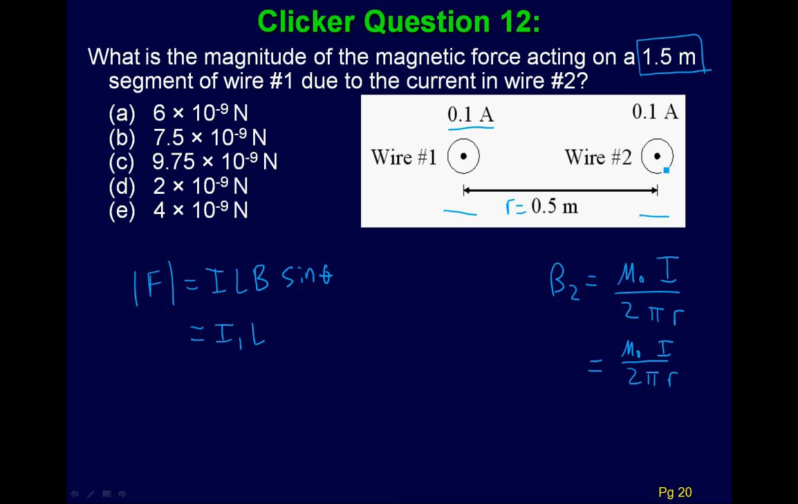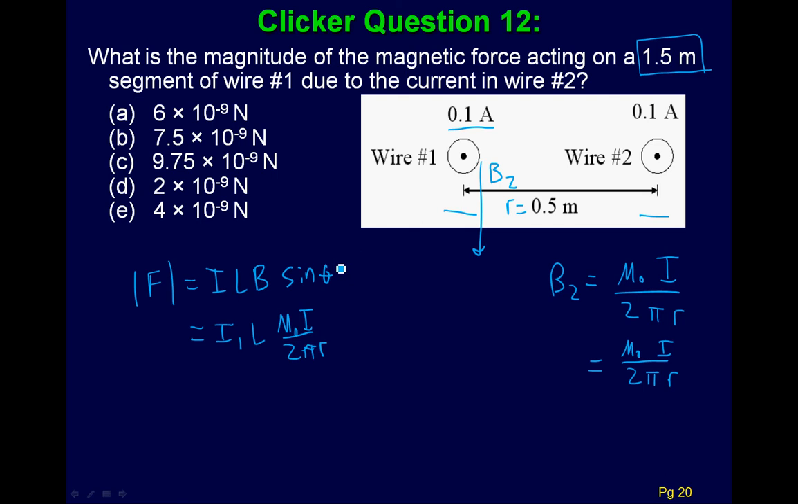Let's think about this. First of all, this B field, if we do our right hand rule, with my thumb coming out with the current, my fingers go around in a counterclockwise fashion. So the B field over here caused by wire 2, B2, points down, just to help us out there. And so this would be μ0 I over 2 pi R.